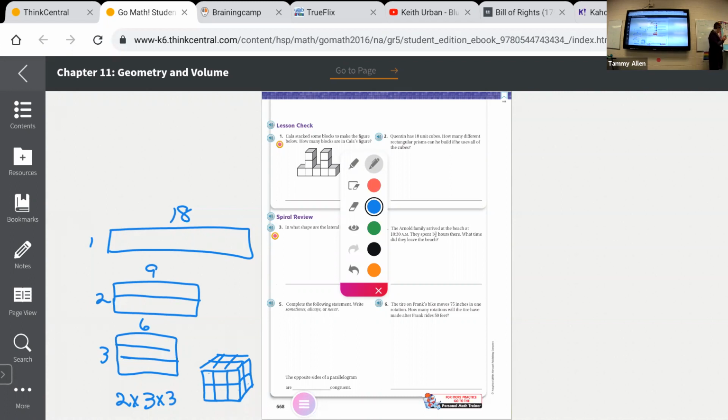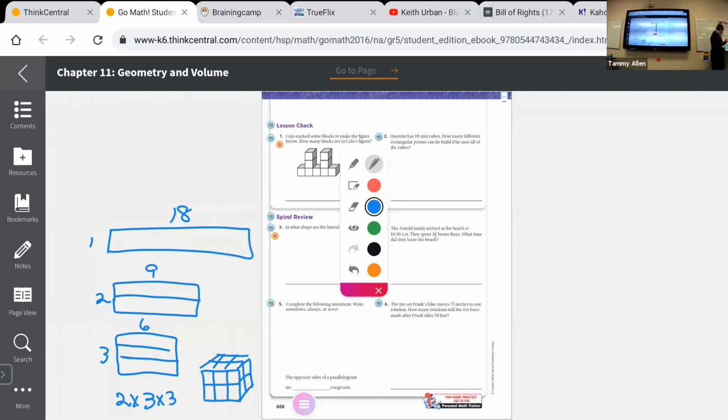Number 4. The Arnold family arrived at the beach at 10:30 a.m. and spent 3 3/4 hours there. What time did they leave the beach? 2:15. A.m. or p.m.? P.m. You have that p.m. with it.